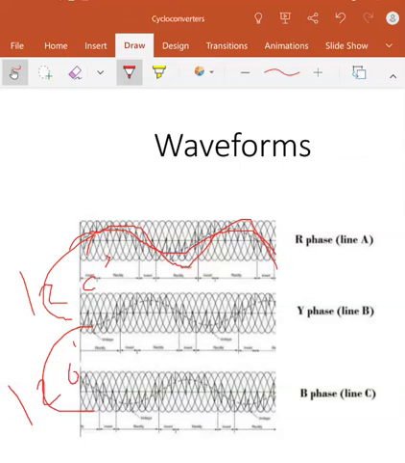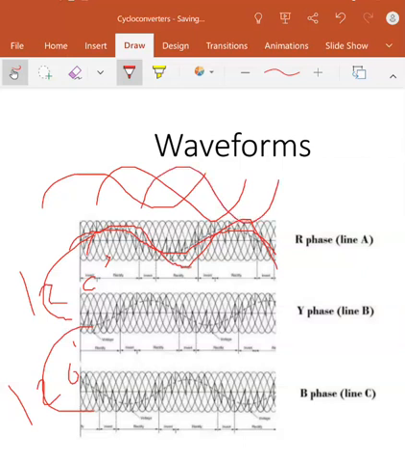So how can you achieve the 120 degree phase shift? It again depends on how we fire the thyristors. When you fire the thyristors in a proper manner, we can get one phase as R, another phase shifted by 120 degrees, and the other phase shifted by again 120 degrees. So we will be getting a three-phase waveform from this. Okay? Thank you.